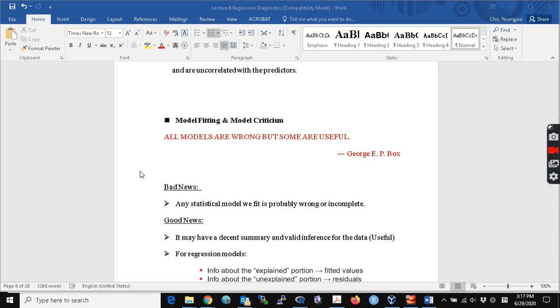So we build a model. The issue of this model is that the model is in fact incorrect, which means that our model is not perfect.